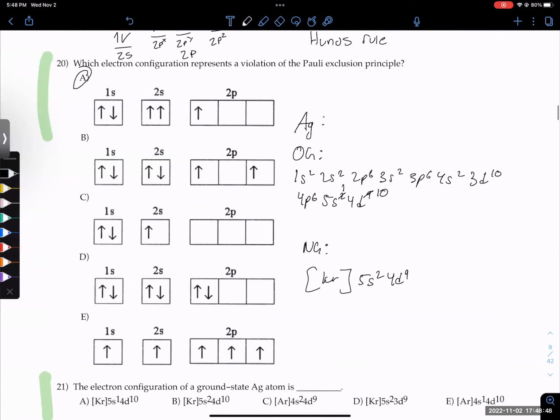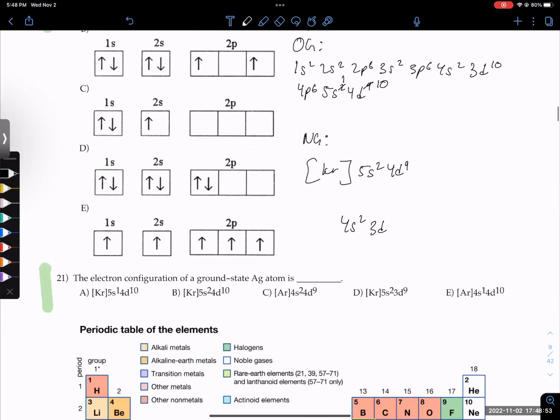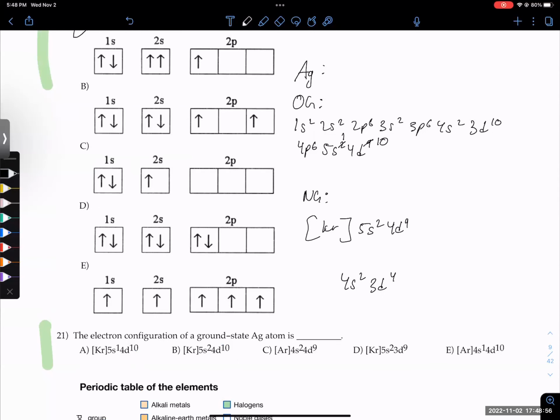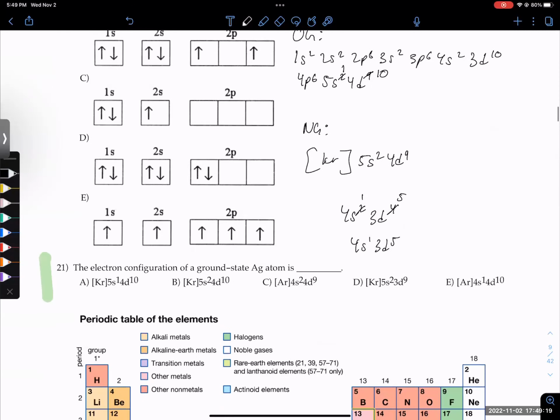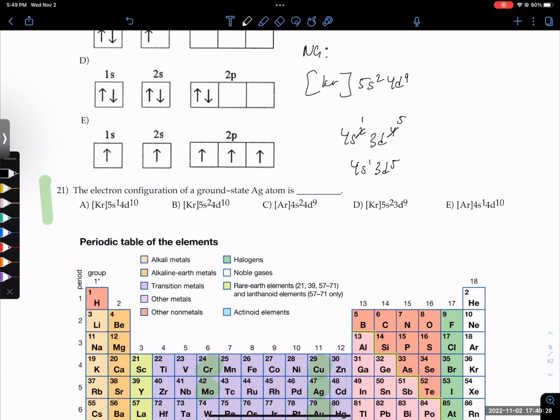In the case of something like chromium, where it's 4s2, 3d4, the same thing will happen. One of the s electrons will move over to the d, because the d orbital is higher in energy and we want to make that more stable first. So we fill up the orbitals in the d subshell without really worrying about the s. It'll be 4s1, 3d5. Now with that being said, what would be the correct answer to 21?